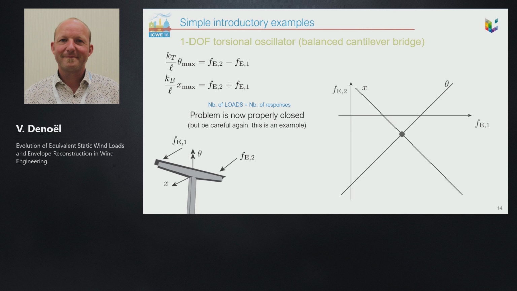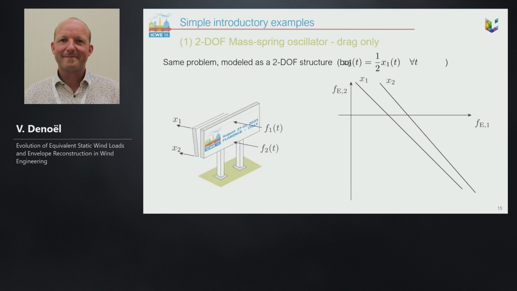Engineers are very happy. But again, this is an example, and just because it works for a simple example doesn't mean it would work in any case. So we can consider another example. This is the last simple example I'm going to use. This is the same single degree of freedom structure, but we decided to model it with 2 degrees of freedom. Why? Well, I don't know. That's something we do every day anyway.